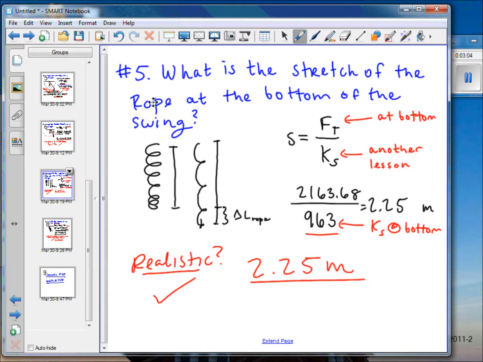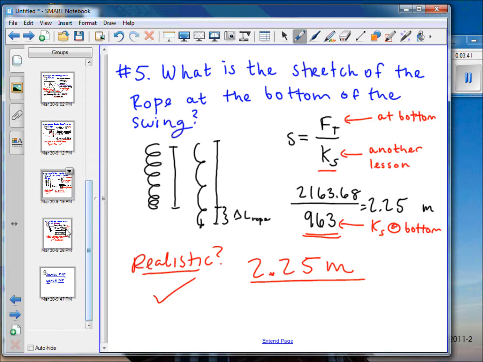Now, what is the stretch of the rope at the bottom of the swing? We're going to plug in the force of tension that we calculated at the bottom, and then this spring constant that we calculated, that we're not going to go into detail on because it's got a little bit of calculation and manipulation to it. Or you can look it up like a climbing constant. But for now, we're just going to use 963 and plug that in, and then we find out that this rope is going to stretch 2.25 meters, which makes sense. I mean, you're going pretty fast. It's a pretty big rope.